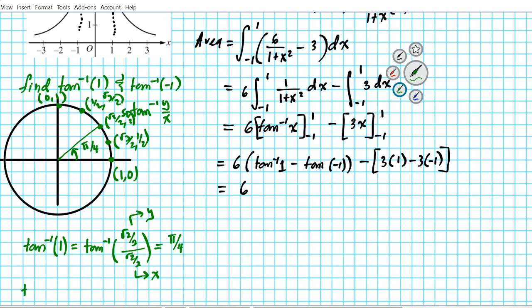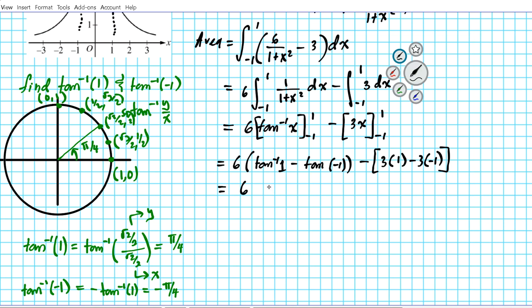All right, so what is the arctan of -1? We just have to remember that tan is an odd function. So arctan of -1 is the same thing as negative arctan of positive 1. We know that arctan of positive 1 is pi over 4, so we just put a negative over here. Negative pi over 4 is the arctan of -1.